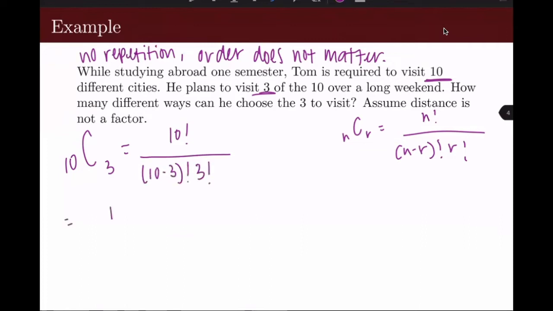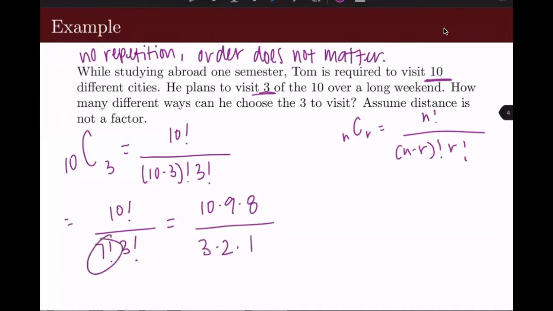This is equal to 10 factorial divided by 7 factorial 3 factorial, which is equal to 10 times 9 times 8 divided by 3 times 2 times 1, since we're going to knock out numbers 7 and below from the 10 factorial. All right. This is equal to 120. So there are 120 different.